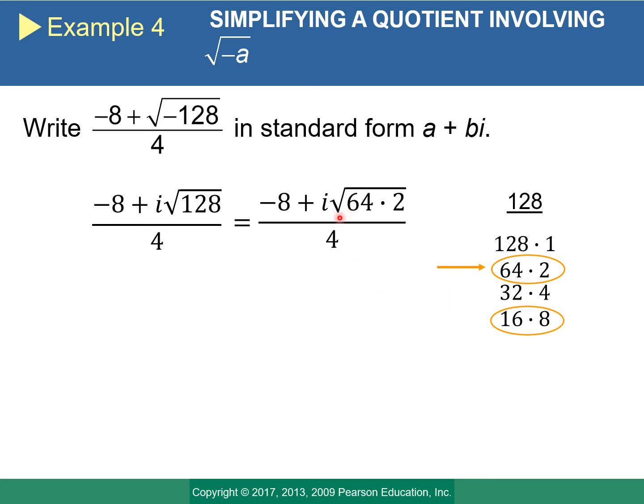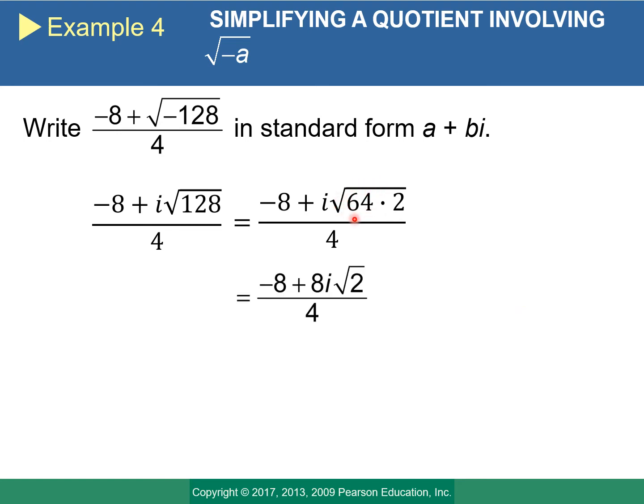So square root 128 is the same as square root 64 times 2. And then we know the square root of 64 is 8. And so the 8 is also now outside the radical with i. And then square root 2 stays here. And then this would be the answer if you couldn't simplify further. You would just separate the real from imaginary. But we can simplify further.